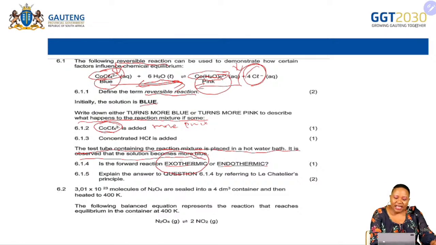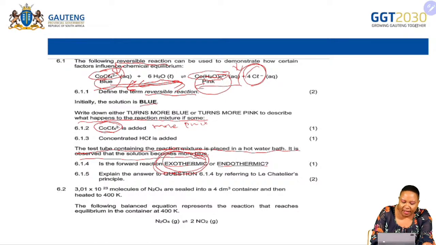It means as our solution is turning blue, it is favoring the reverse reaction, and the reverse reaction is exothermic. Therefore, that is why we end by saying the exothermic reaction is going to be the one, our forward reaction, because it means it's favoring this side that is turning the solution to be blue. Then they're saying explain the answer.